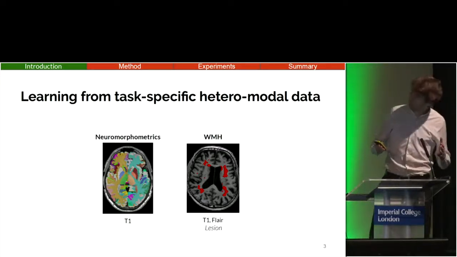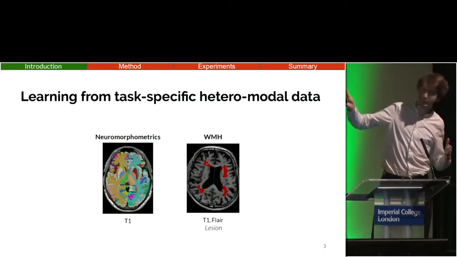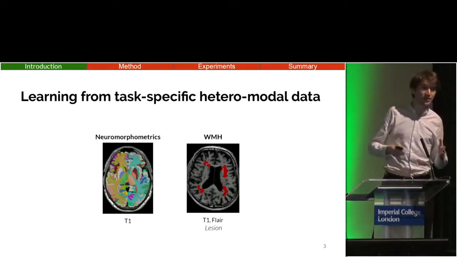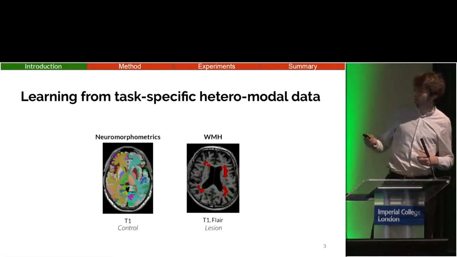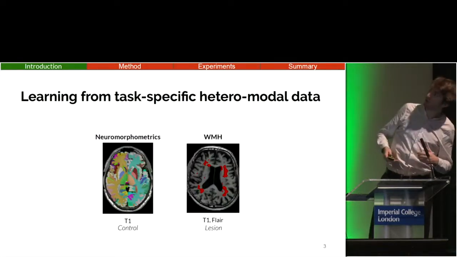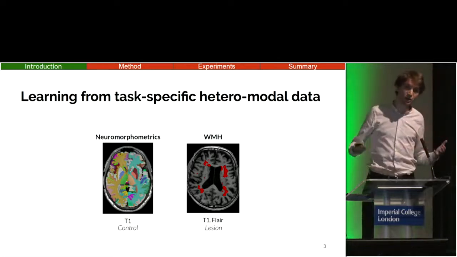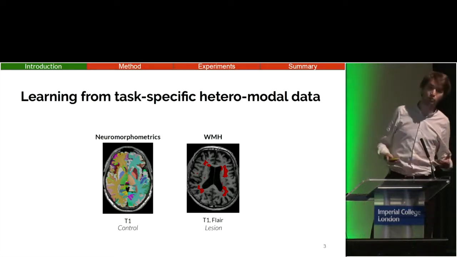For the rest of the presentation, we will name the lesion dataset WMH because it's the dataset that contains the white matter lesions. And we will name the control dataset Neuromorphometrics because the patients have no large deformation due to pathology.